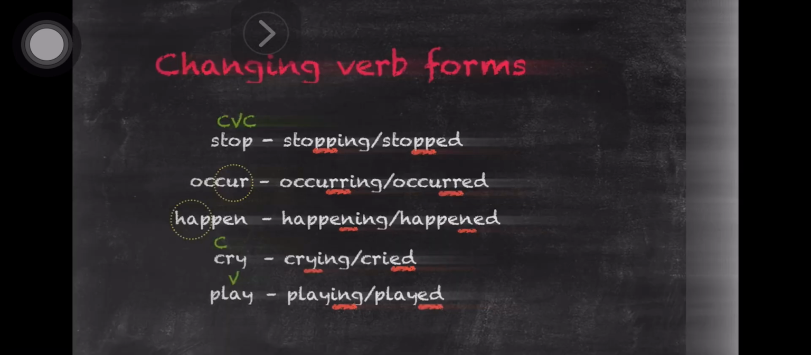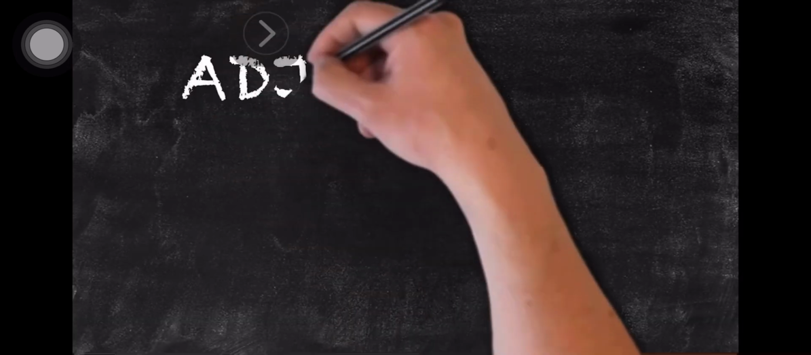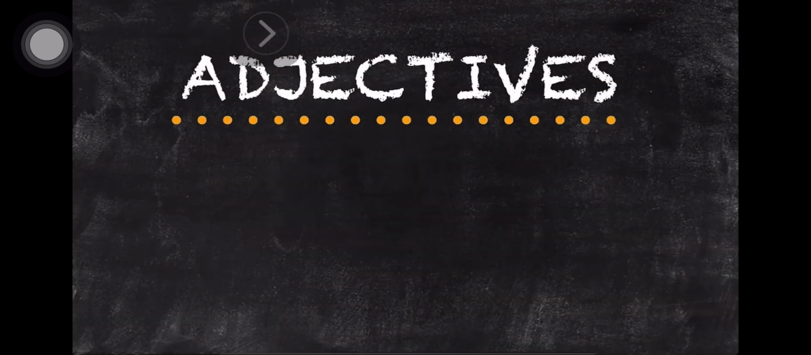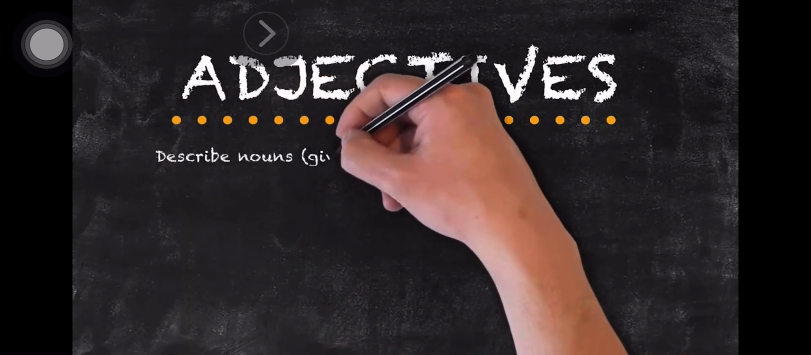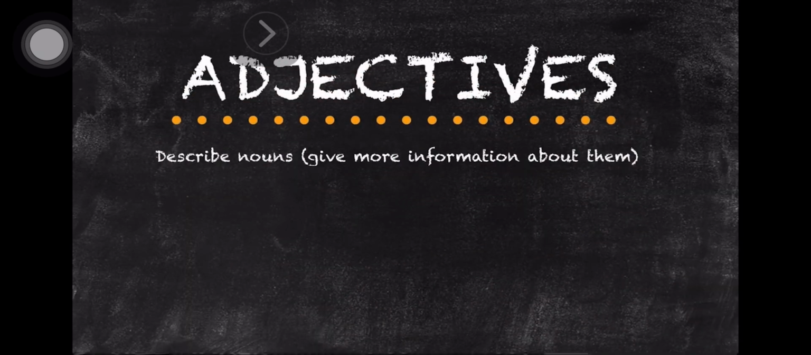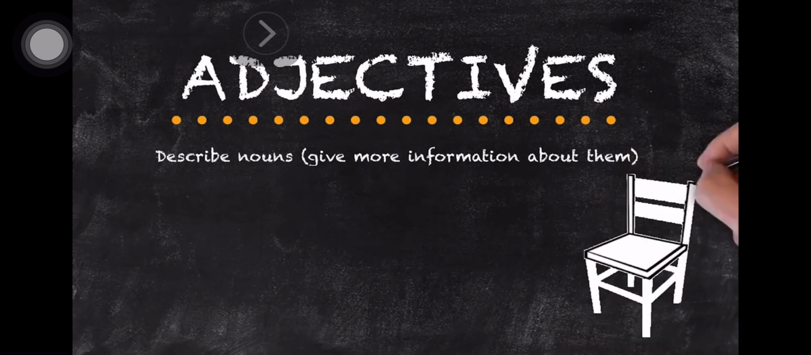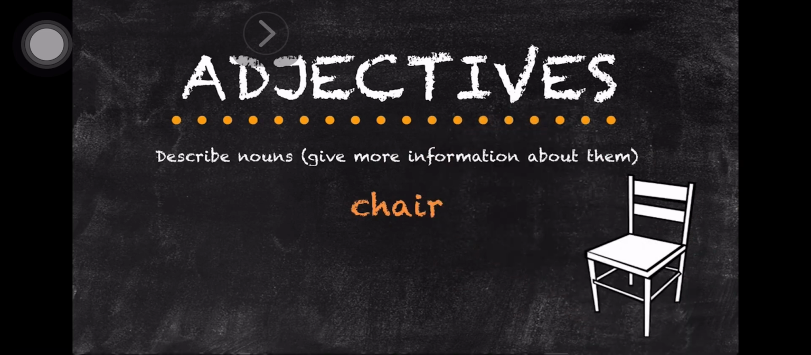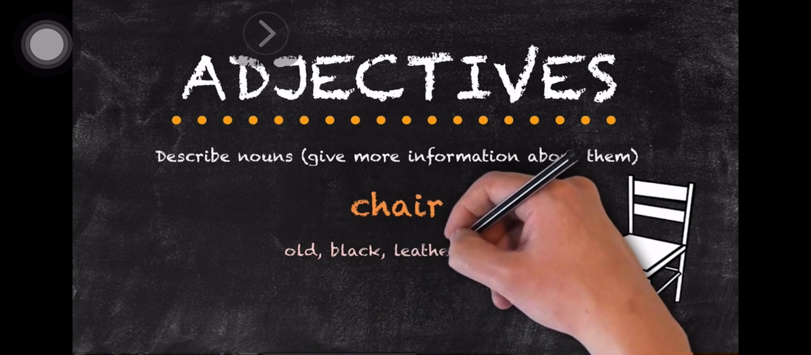Moving further down our list of parts of speech, we have our adjectives. Adjectives modify or describe nouns. Basically, they give more information about the noun. Here, we've used a noun such as chair. It could be any old chair. It's only the noun. If we want to describe the noun, we need to use an adjective before it. So, I could say I have an old black leather chair.